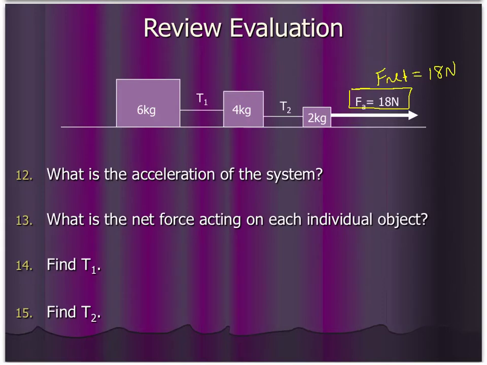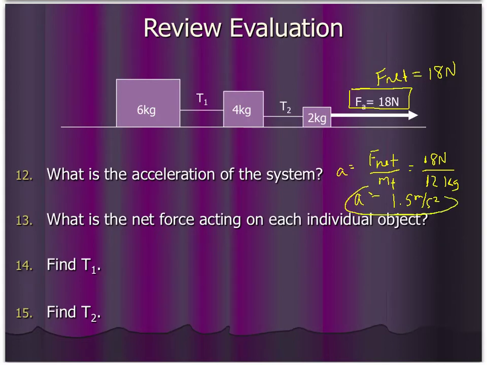Okay. I still go about finding my acceleration the exact same way. Okay, a equals F net over the mass of the whole system, or 18 newtons divided by 6 plus 4 plus 2, which is going to give me 12 kilograms. Okay. And so when I plug and chug this, 18 divided by 12 is going to give me 1.5 meters per second squared. Okay. So my acceleration is 1.5 meters per second squared.